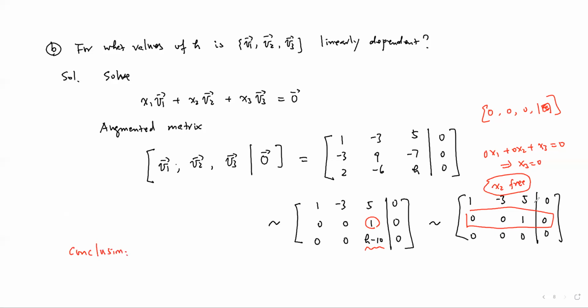The linear system has a solution and has infinitely many solutions. Conclusion: the given set is linearly dependent. Actually, no matter what h is, for any h, the set is linearly dependent. Yeah, this is example number 3.